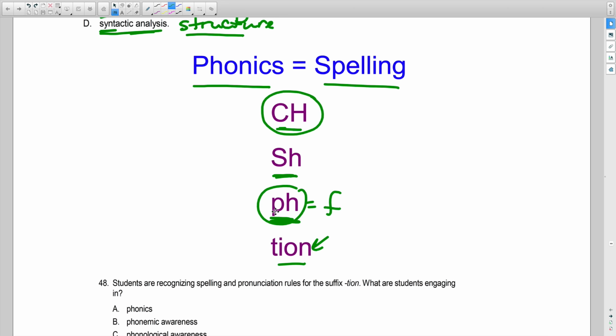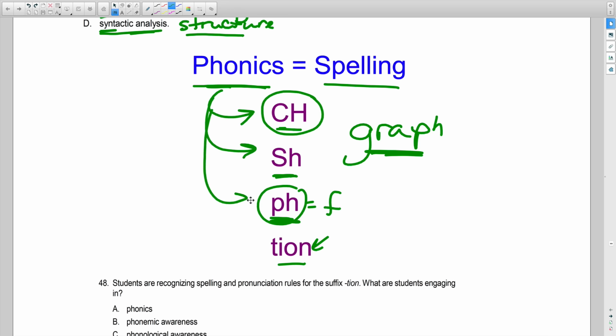You may also see this as graphophonics, meaning graph. If you see the word graph in the front of a word, that means to write. And remember, phonemic awareness is just sounds. Phonics has to do with the rules for every single type of combination and letter. And those rules help us spell and help us read. You have to actually see the word in order to do phonics.